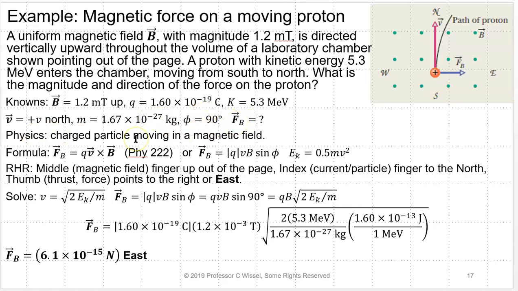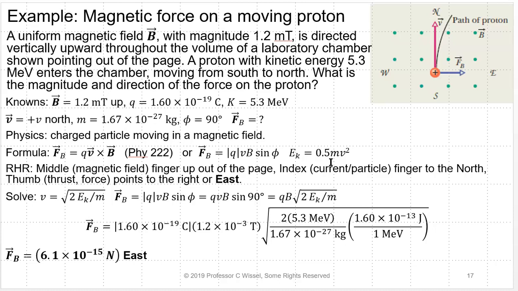The physics of this is a charged particle moving in a magnetic field. The formula for Physics 222, folks, is FB equals QV cross B, and that will reduce for everybody to FB equals QVB sine phi. Kinetic energy is 1/2 mv squared.